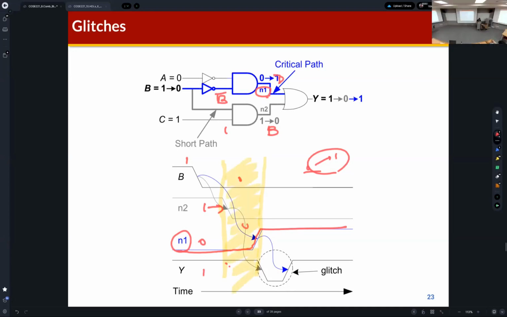And then if we just focus on this time, this is 0 and this is 0. So the two inputs of this OR gate are both 0. So Y becomes 0. Suppose this is reflected after some time, right? Some delay of this OR gate. So that's why the 0 is here. And then after that, this is 1 and this is 0, and then it becomes 1.